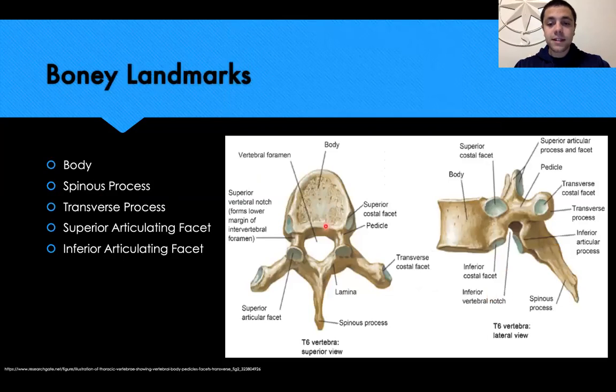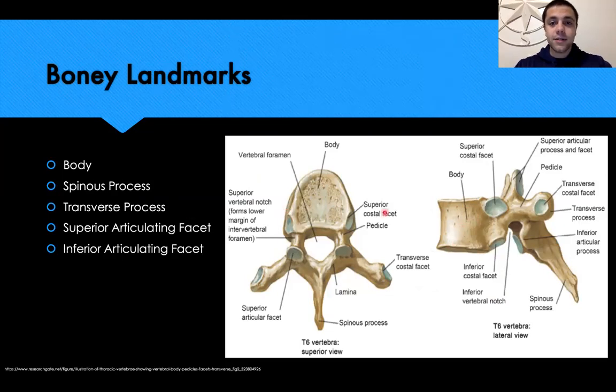This is an example of what a thoracic vertebra looks like. Most of the vertebrae are very similar to this, but some of their characteristics change as you go from top to bottom. Like I said before, as you go from superior to inferior, the bodies of these vertebrae, these big flat portions here, are getting bigger and bigger because we end up bearing more weight and transmitting more forces in that area.